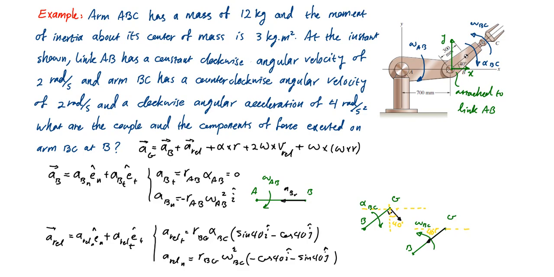These are relative components. The rest, well, let's see what we got there. We have other terms. We found A_B. We found A relative. Alpha is 0. Alpha cross R, this term is 0. This term is 0. And this term is also 0. Okay. What do we have there?